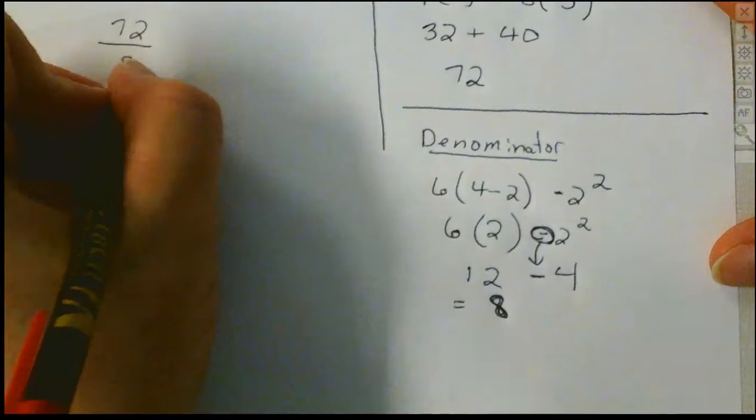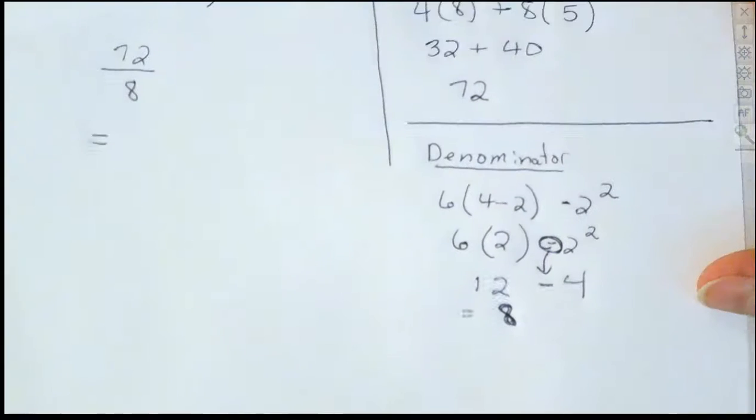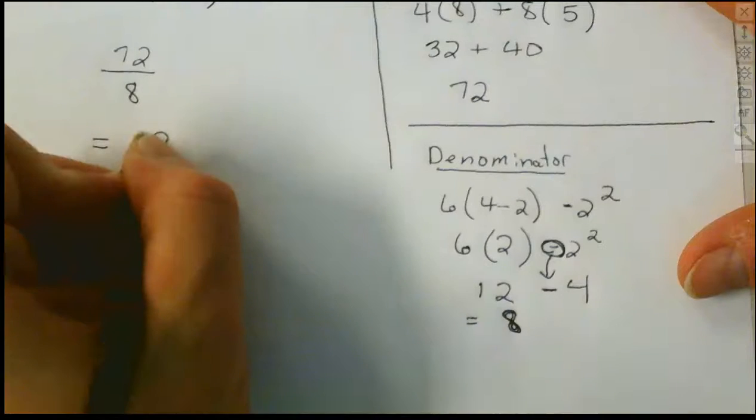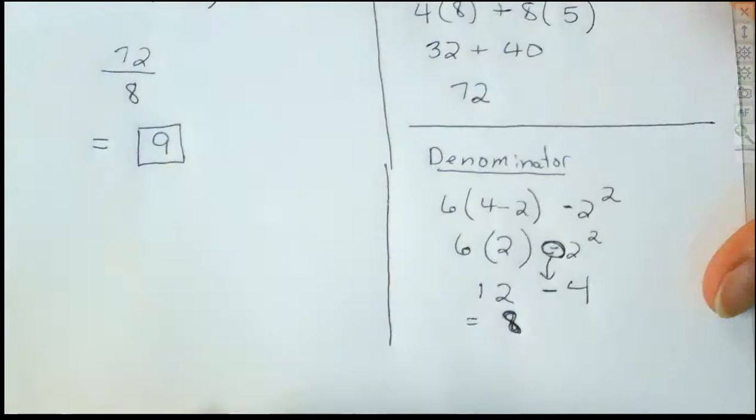And that gets written up here. And what's our final answer then going to be? 72 divided by 8, which is a 9. But you see how we work through a really complicated problem in small pieces. And that's what we try to do.